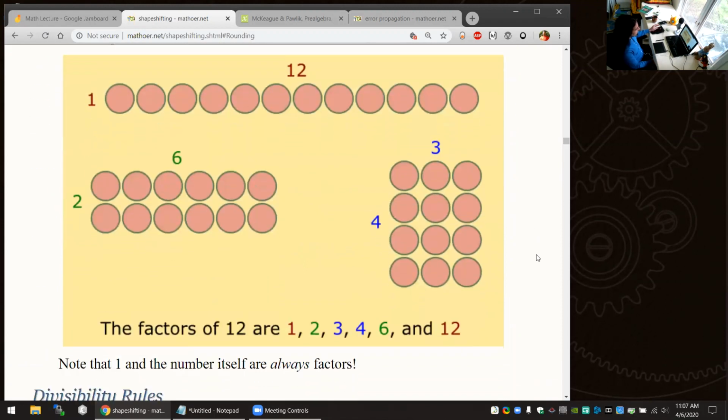And if you've never seen it before, it might be nice to think about factors by how to make rectangles with blocks or something. So what are the factors of 12? I could do 1 times 12 at the top. I could do 2 times 6 on the right. Or I could do 3 times 4 on the left. So all the ways you can make rectangles gives us the factors of a number. Okay so far? Yeah.